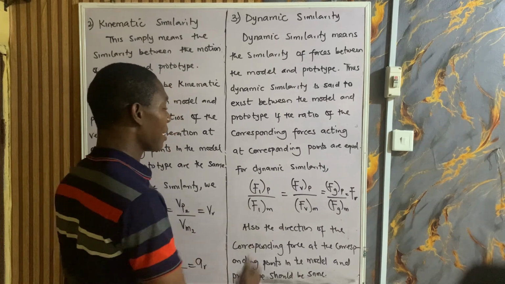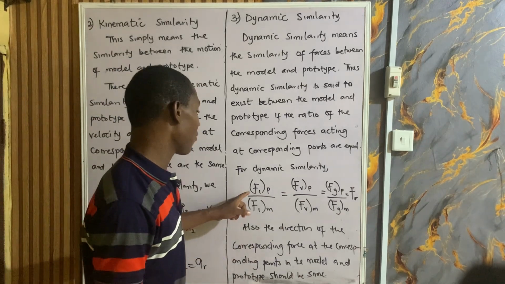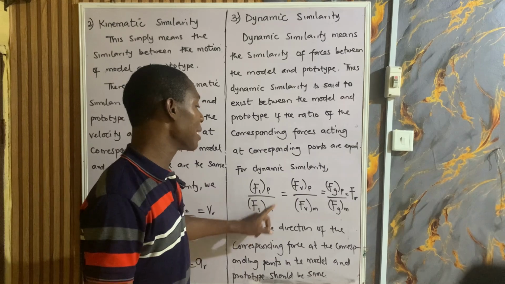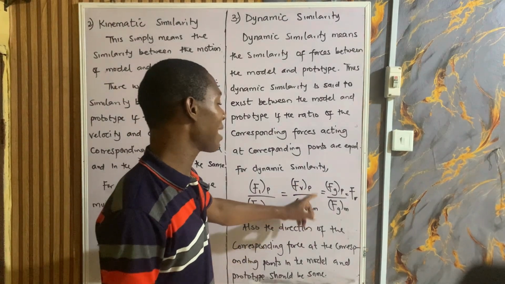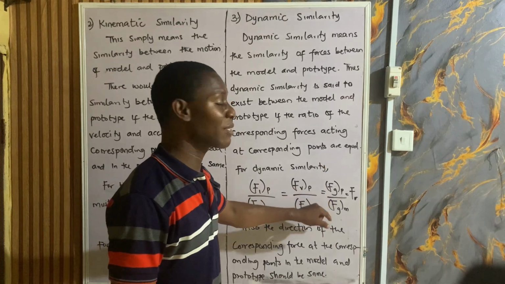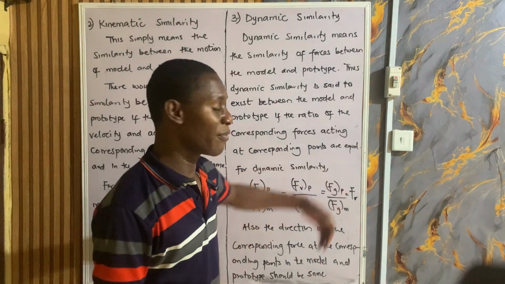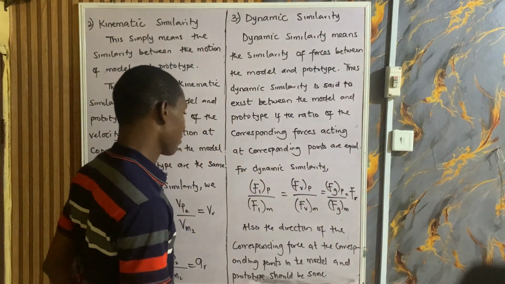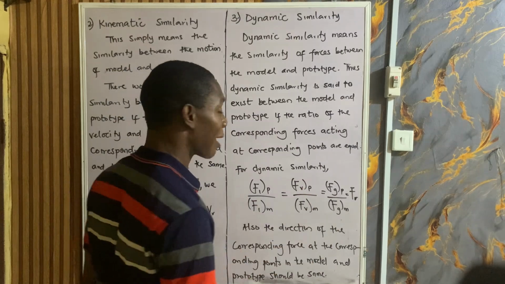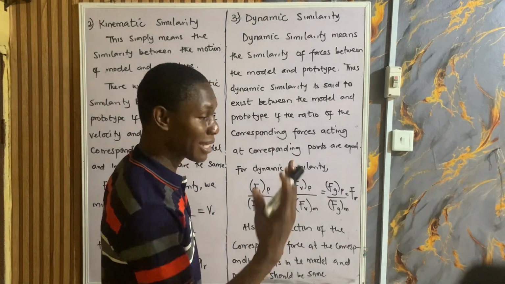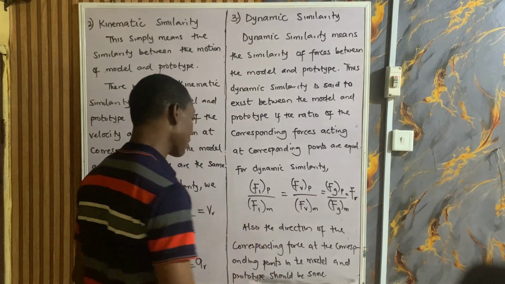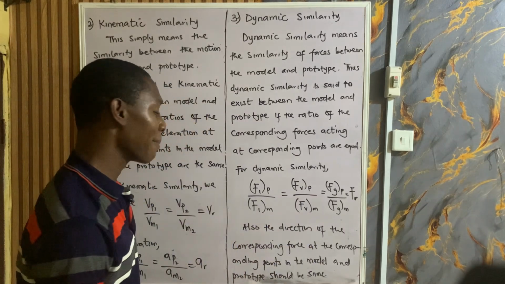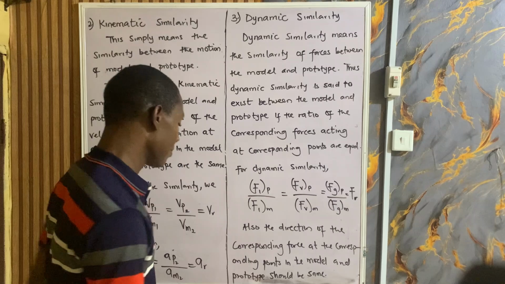For dynamic similarity, we have it that the inertial force of the prototype over the inertial force of the model is equal to the viscous force of prototype over viscous force of model, which is equal to the gravity force of prototype over gravity force of model, and so on for the various forces we have. This is not the only thing; continuously, you can compare with other forces also. We have elastic forces and the rest. Also, the direction of the corresponding force at the corresponding point in the model and prototype should be the same.